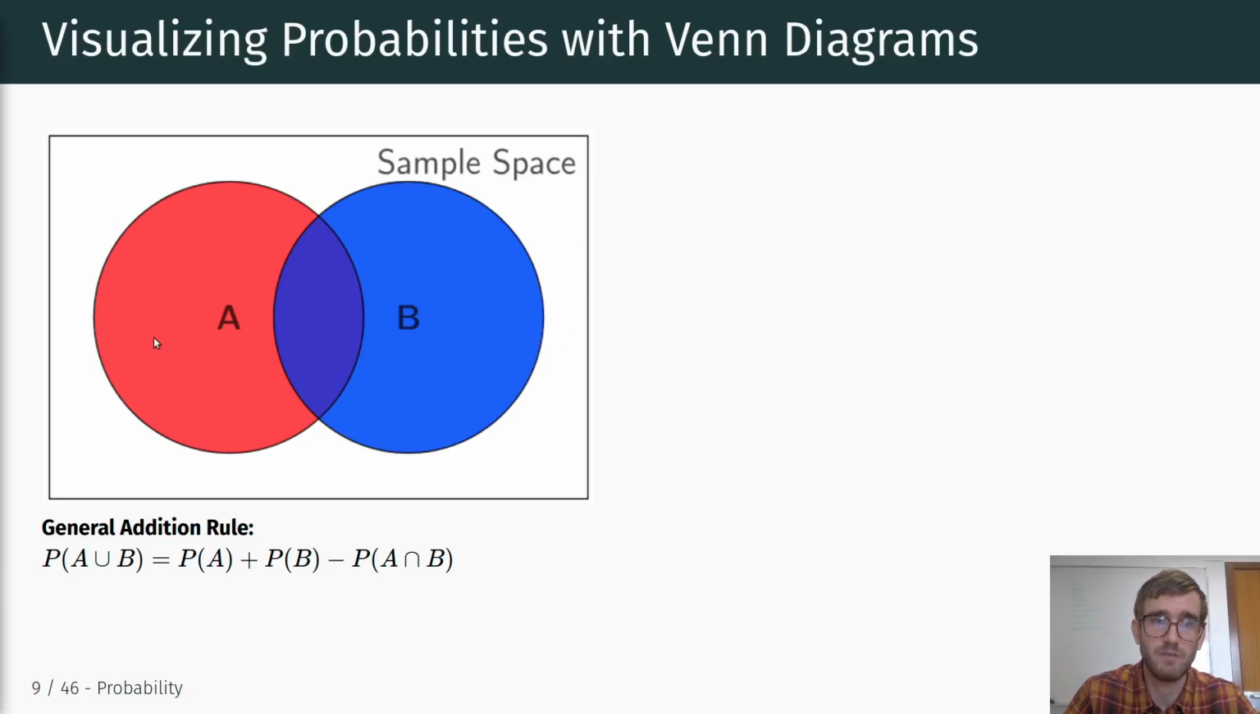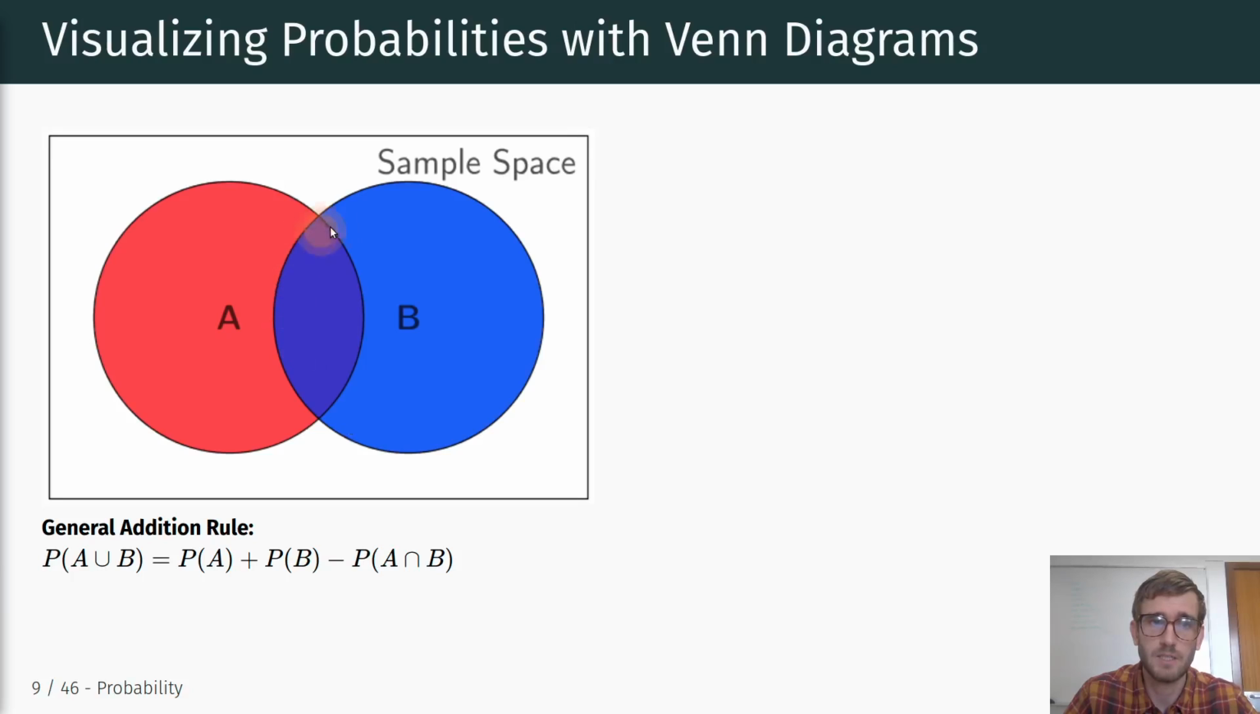And everything outside here is kind of the remaining sampling space, right? So the general addition rule, now visualized, means if we want to compute the probability of A or B happening, so A union B, that's equal to the probability of A happening, plus the probability of B happening. But as you can see, if we just sum up the probabilities of those individual events, what we count twice is this intersection between A and B. And that's why we have to subtract the probability of A intersect B.